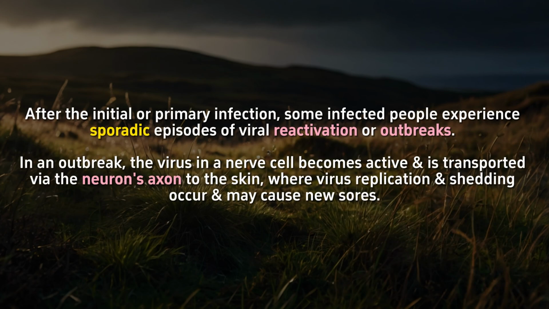After the initial or primary infection, some infected people experience sporadic episodes of viral reactivation or outbreaks. In an outbreak, the virus in a nerve cell becomes active and is transported via the neuron's axon to the skin, where virus replication and shedding occur and may cause new sores.